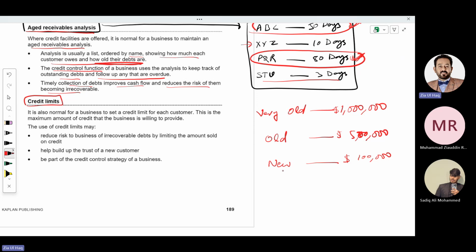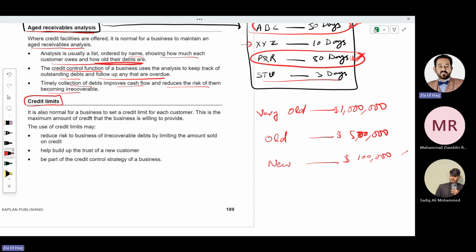As they become old, we will increase their credit limit. As they become very old, we will increase their credit limit, because as the customers are becoming old, they are our loyal customers. They are moving towards being loyal customers, and to loyal customers we provide more credit facility. For new customers, we provide less credit facility because they are new. We don't know how long they will continue with us.